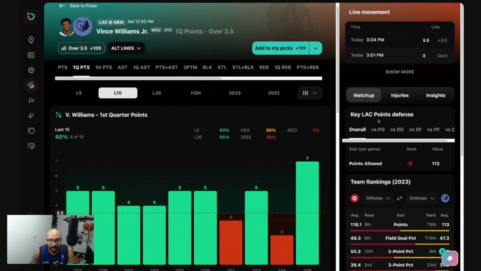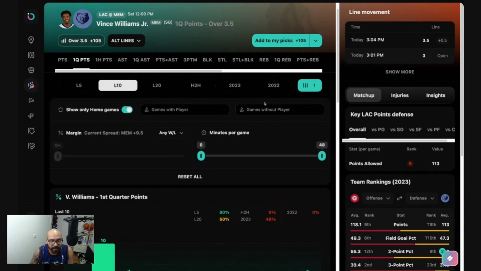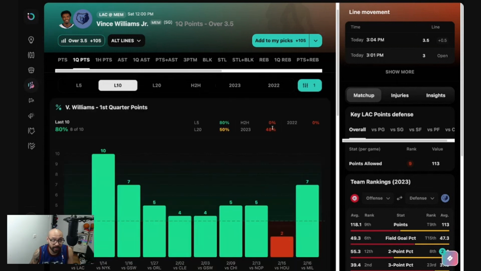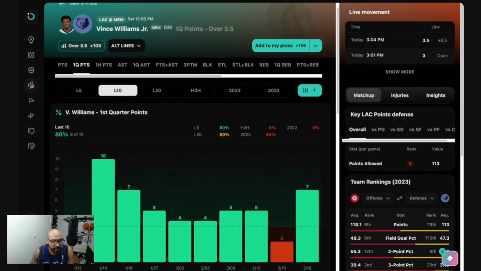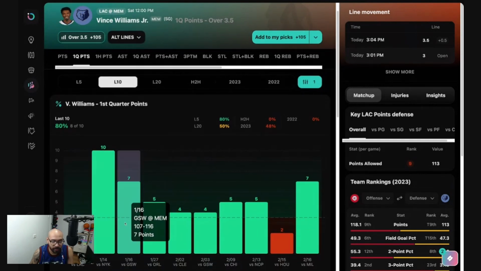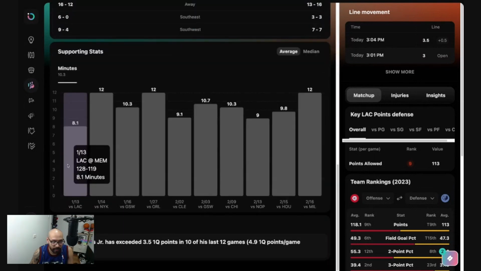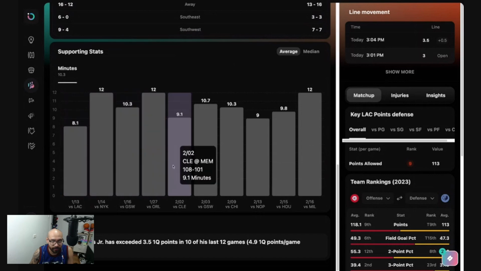He's covered this in 8 out of his last 10 games. So that's pretty good. Let's check his last 10 home games. And he's covered this in 8 of his last 10 home games. That's pretty crazy. The game where he didn't cover it, though, was against the team he's versing today, the Los Angeles Clippers. Now, in that game, he played 8 minutes in the first quarter. Outside of that, he's played more minutes.